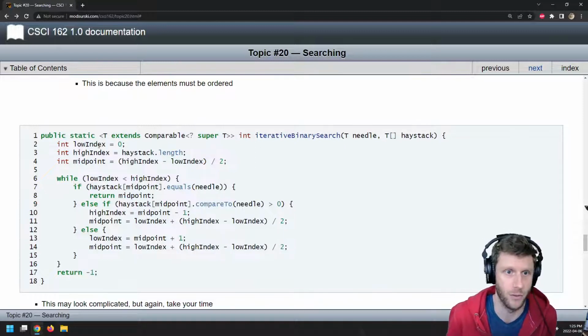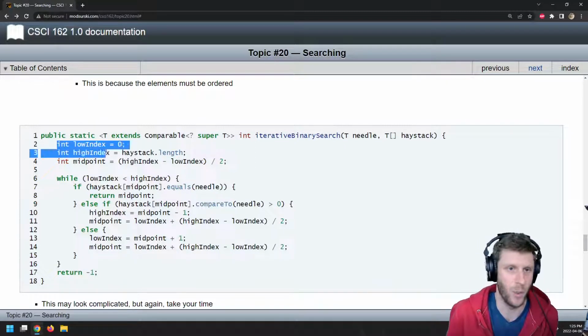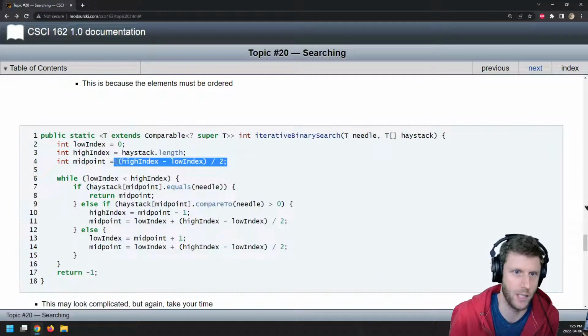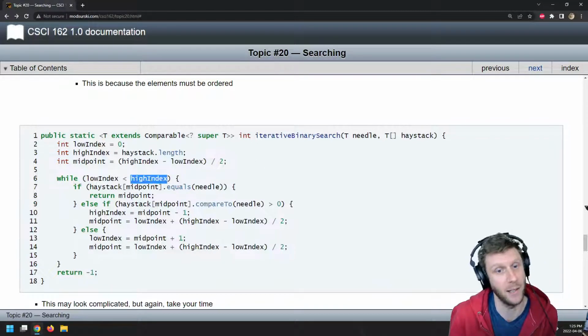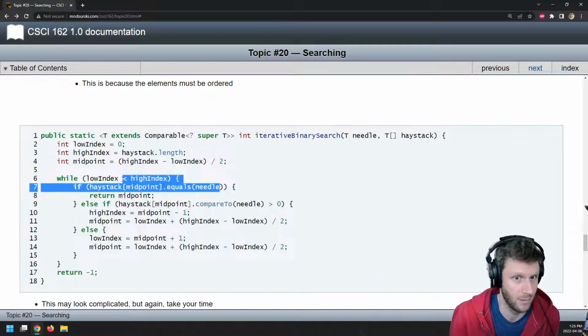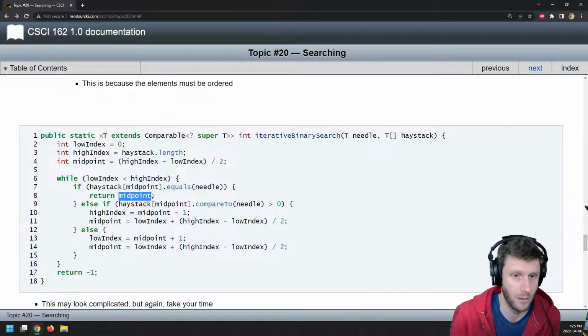And here's the iterative one. We start with a low index, 0, a midpoint index, a high point index, which is the length of the haystack, and the midpoint, which is somewhere between the two. Then I say, well, the low index is less than the high index. This should be true a lot of the time. If the information we're looking for at the midpoint is equal, then we return the midpoint. We're done.